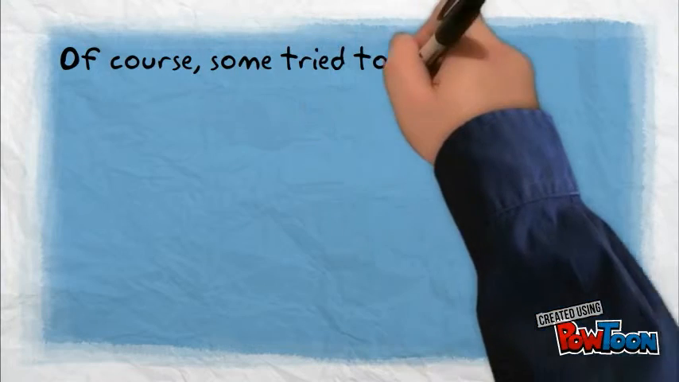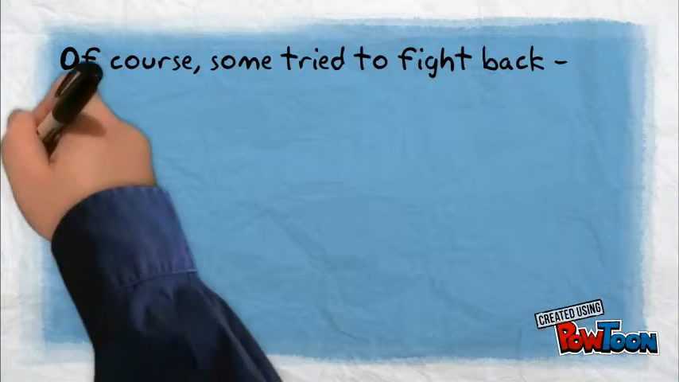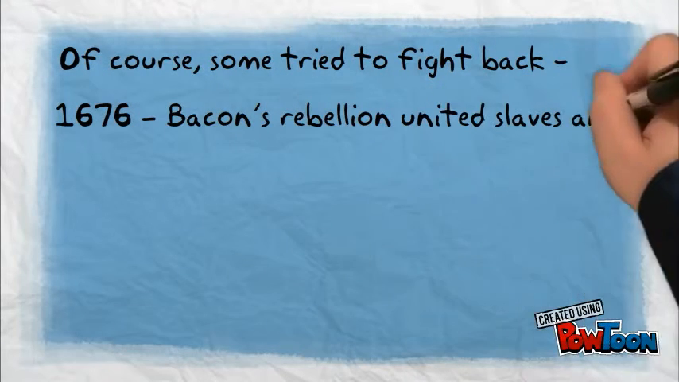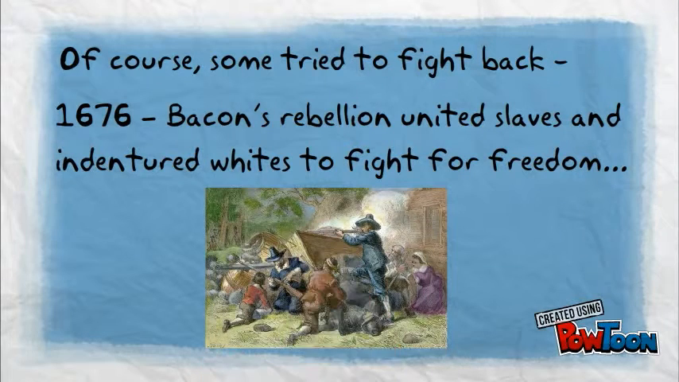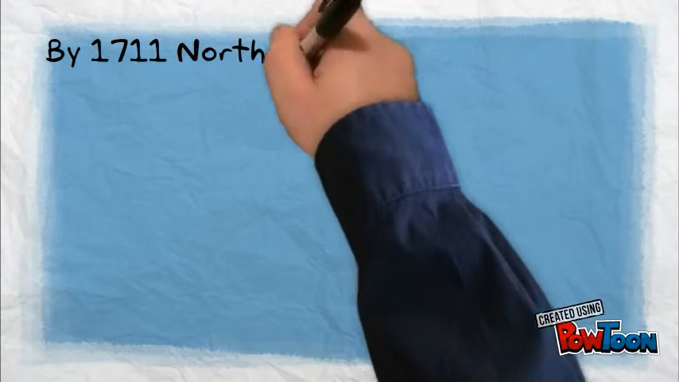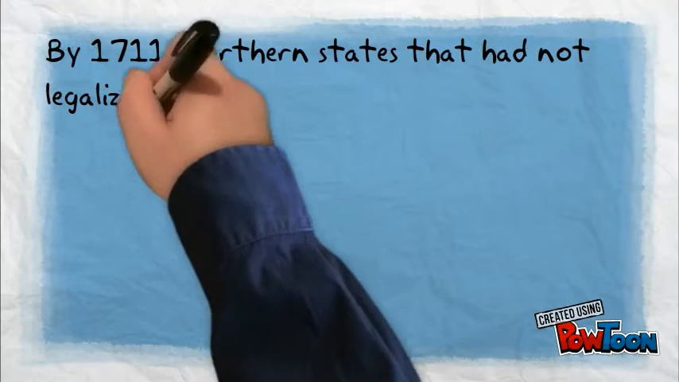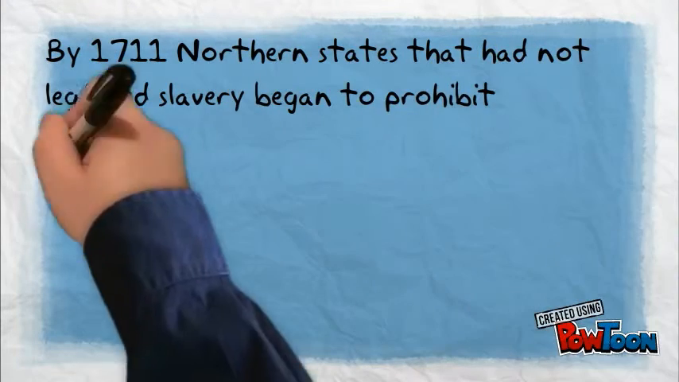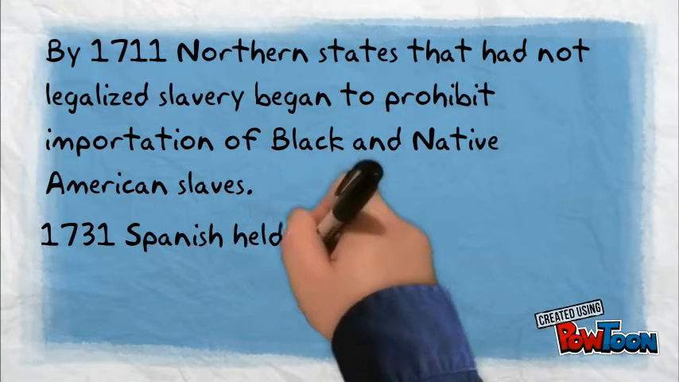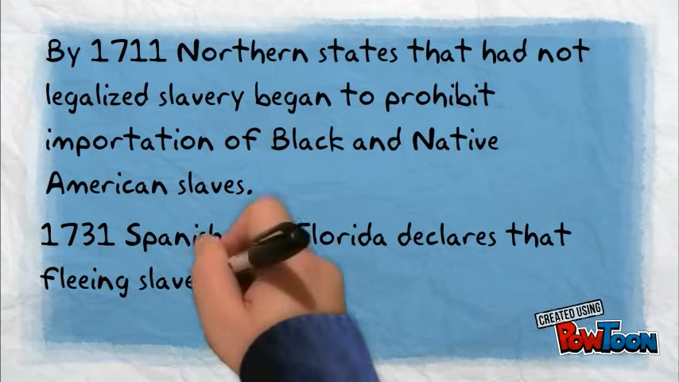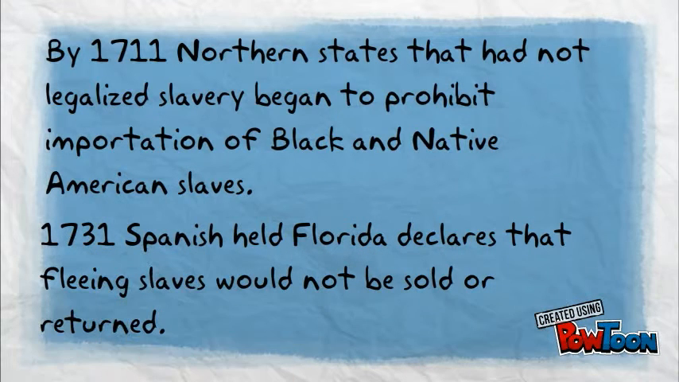Of course, some tried to fight back. In 1676, Bacon's rebellion united both slave and indentured whites to fight for freedom. In 1711, northern states that had not legalized slavery began to prohibit importation of black and Native American slaves. In 1731, Spanish-held Florida declares that fleeing slaves would not be sold nor returned.